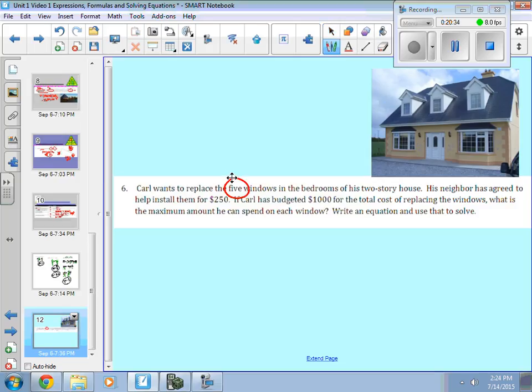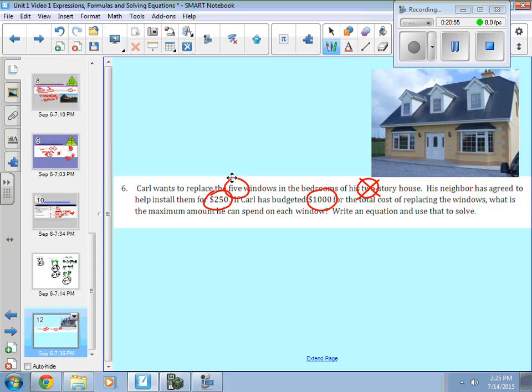Now here we see the word 2. That one's kind of tricky though. That's not really important to this. That's just describing the type of house that he has. His neighbor has agreed to install them for $250. That's important information. He's got a budget of $1,000. What is the maximum he can spend?